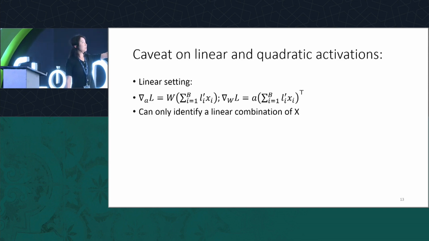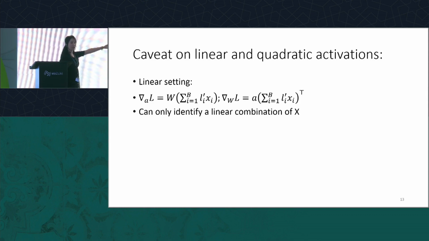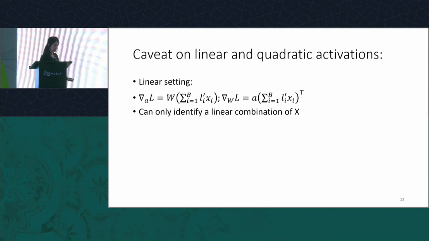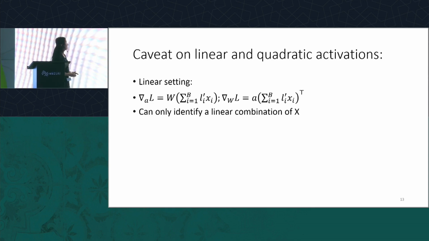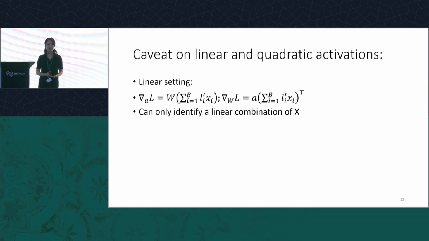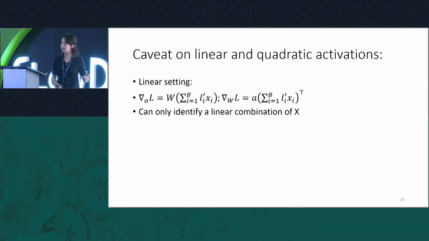You see, if the activation is linear and we compute the partial gradient with respect to A, the second layer, and the gradient with respect to W, the first layer, the gradient looks like this. It is W times this factor, which is a linear combination of x_i. And the gradient with respect to W is also another matrix, a rank 1 matrix, which is A times the same vector, a linear combination of each x_i. So this is to say that with this gradient information, at most what we can learn is this linear combination of the data, but not individual x_i. We can only learn a direction that is a linear combination of the data.